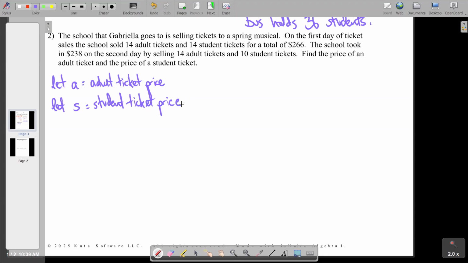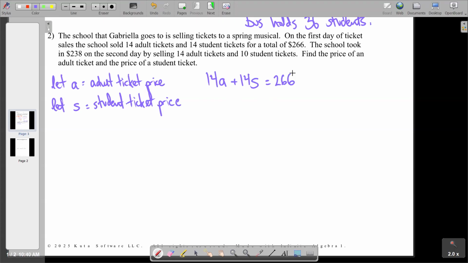What's step two? Write a system. Good. Can someone give me an equation for day one of ticket sales? 14A plus 14 equals. So I like 14A. So they sold 14 adult tickets. And you said 14B. Can I assume you meant 14S? Yeah. So 14 adult tickets plus 14 student tickets equals what? That is correct.